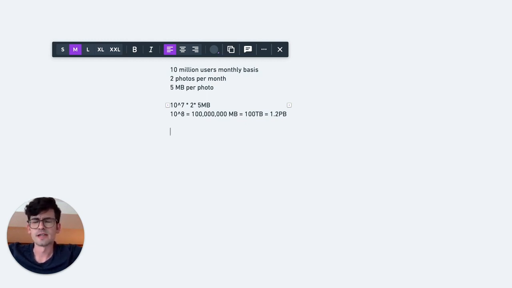Doing this exercise informs just how much traffic we are going to have, what our storage requirements are going to look like, and what sort of systems we should choose to support those.